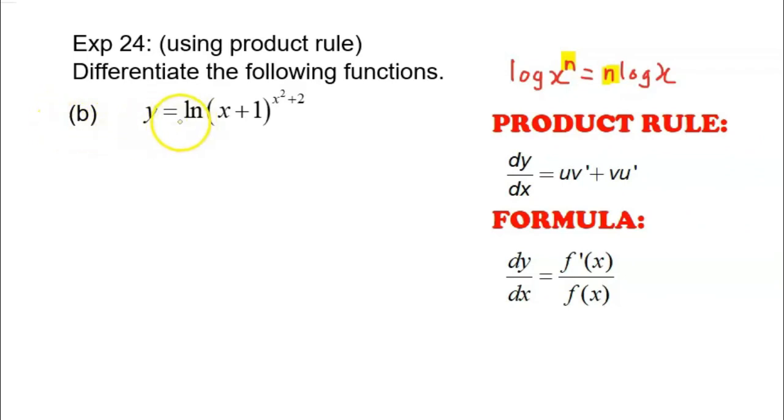Question B. y equals ln x plus 1 to the power of x squared plus 2. So, again, the function x plus 1 is in the power in terms of x. So, we need to simplify the y equation by using the properties of log, where the power of x squared plus 2 will be moved to the front to times with ln x plus 1.